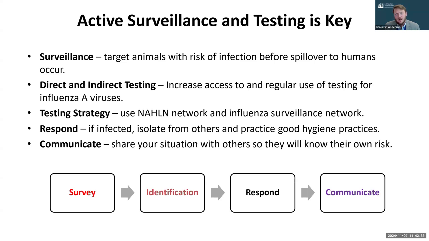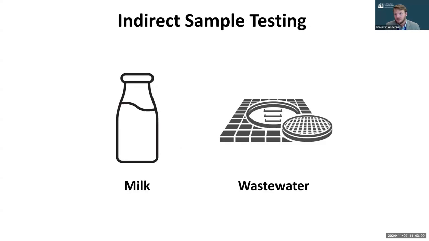But also as part of active surveillance and testing, responding to those results and communicating those with others. So building communication networks where you can share information with other people, whether that be farm to farm, or if you're in a government agency, contacting and being in communication with the farms or other stakeholders in these settings, is a really critical part of making sure that information is being shared and communicated appropriately. So one of the alternatives that we have been looking at that utilizes this One Health approach is using indirect sample testing, and milk and wastewater seem to be pretty good indirect ways to look at H5N1 in an environment.